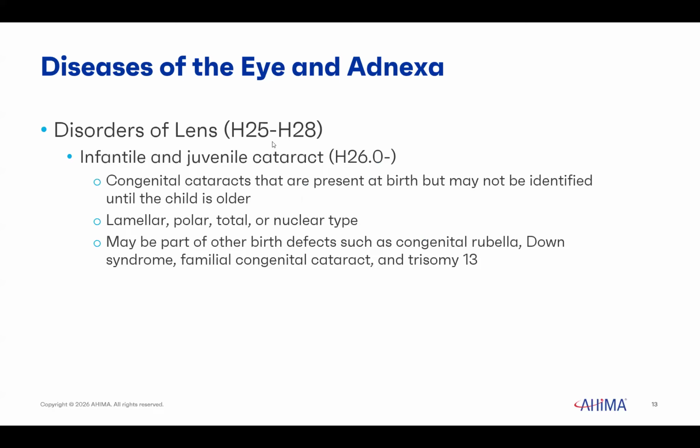We can also have infantile and juvenile cataracts, and these fall into code category H26.0. And these are congenital cataracts that are present at birth but may not be identified until the child's older. You may see terms like lamellar, polar, total, or nuclear. And again, this could be part of a birth defect, such as congenital cataracts, congenital rubella, Down syndrome, and so on.